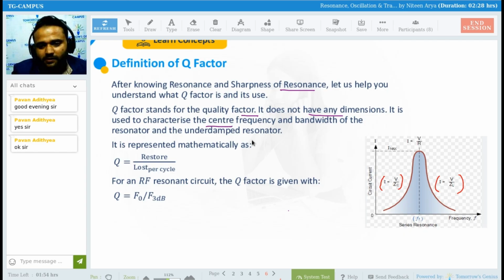Okay, this one is bandwidth here. That is why I give it to you in this diagram. And this is your center frequency. This one is your center frequency. Is this clear, everyone?